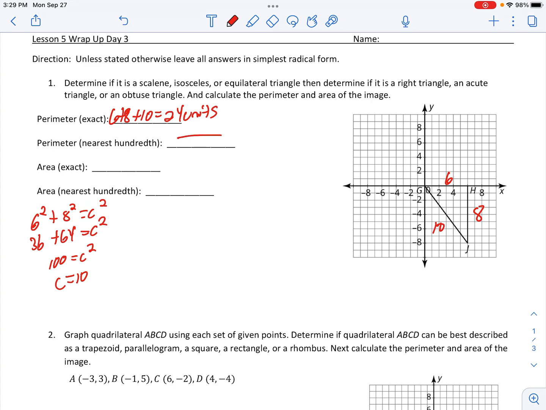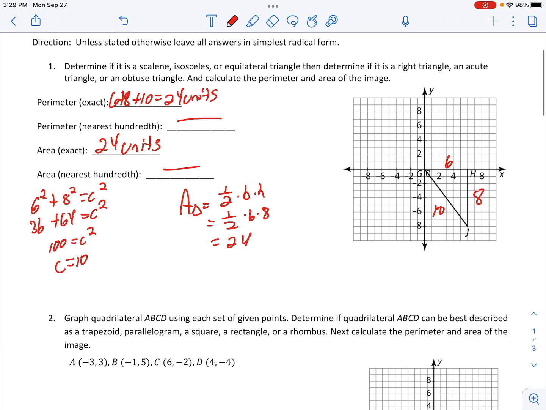That is the exact. For the area, it needs to be perpendicular for the base and height, so make sure you're using base and height of 6 and 8. 6 times 8 is 48, and half of 48 is 24 square units.